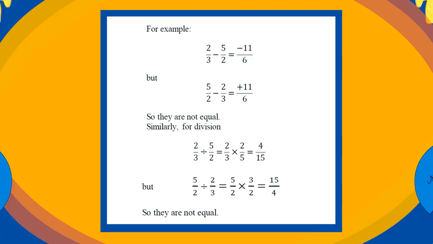2 by 3 minus 5 by 2 is equal to minus 11 by 6. But 5 by 2 minus 2 by 3 is actually equal to plus 11 by 6. Therefore, minus 11 by 6 is not equal to plus 11 by 6. And so, they are not equal.